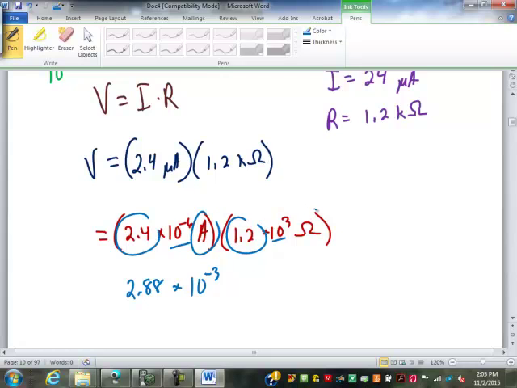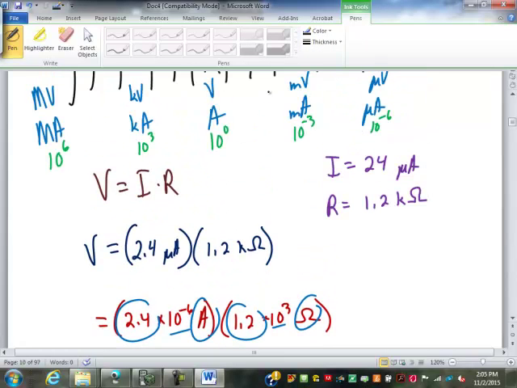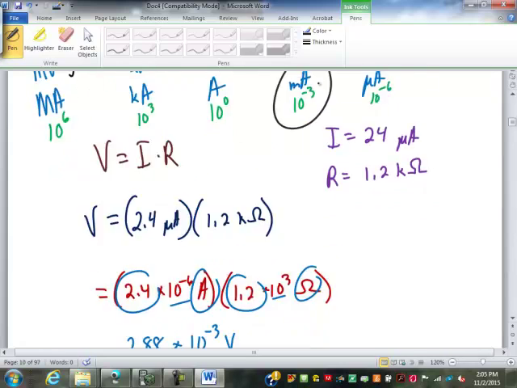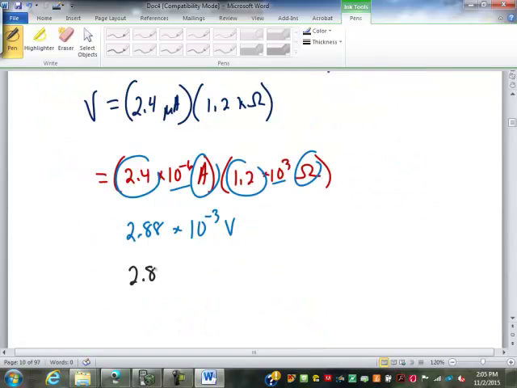An amp times an ohm is actually a volt. I don't expect you to know that right now, but it is. So what is 10 to the negative 3rd, what prefix? Milli. So this is 2.88 millivolts. So when you're working with electricity and other quantities, if you know your engineering notation, it allows you to do the operations with the metric prefixes. Make sense? No?